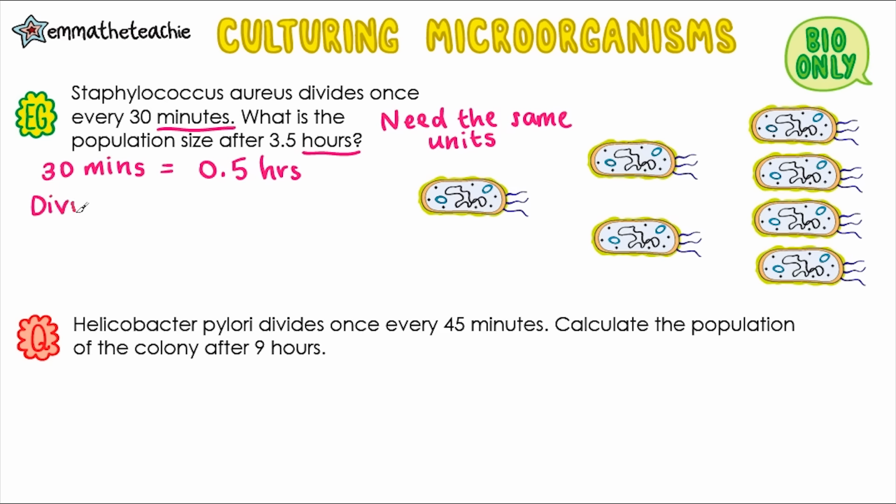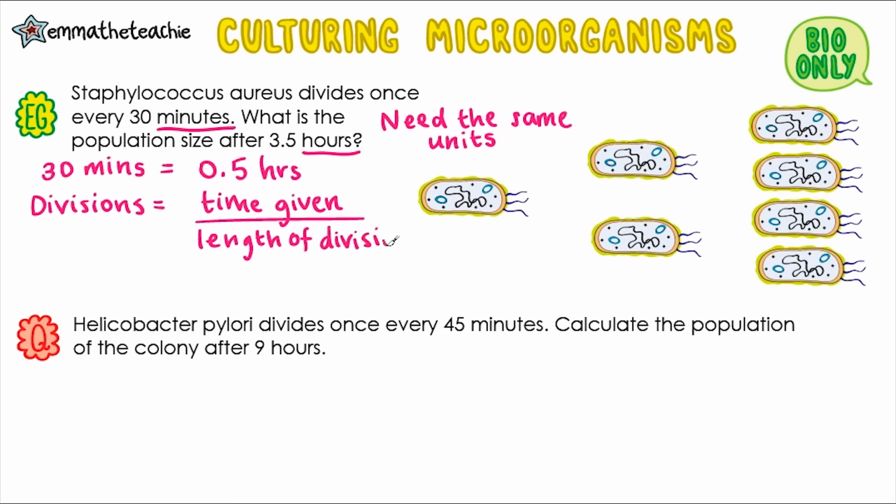Next, we'll work out how many times it has divided. So to get the divisions, we're going to do the time that we've been given. In this case, it's 3.5 hours, and we divide it by the length of one division, which in this case is 0.5. So we take our numbers and we pop them in, and 3.5 divided by 0.5 gives us 7 divisions. So that's 7 divisions in 3.5 hours.